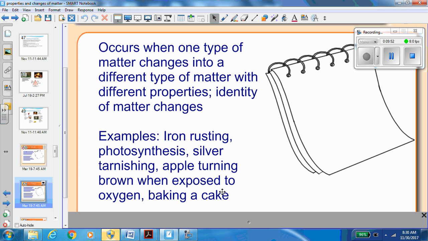Baking a cake. A lot of things that we do in the kitchen when we're cooking and preparing foods, we're taking raw foods and changing them into cooked foods. And in order for that to happen, it has to go through a chemical change, okay? Where the identity of the matter is changing. That means the molecules are kind of rearranging themselves and making some new substances.